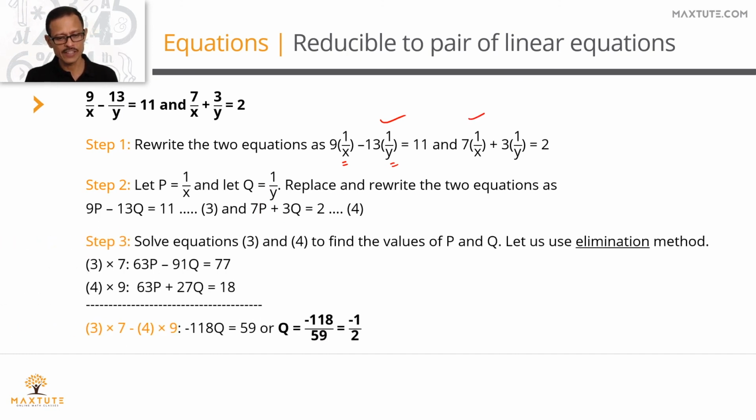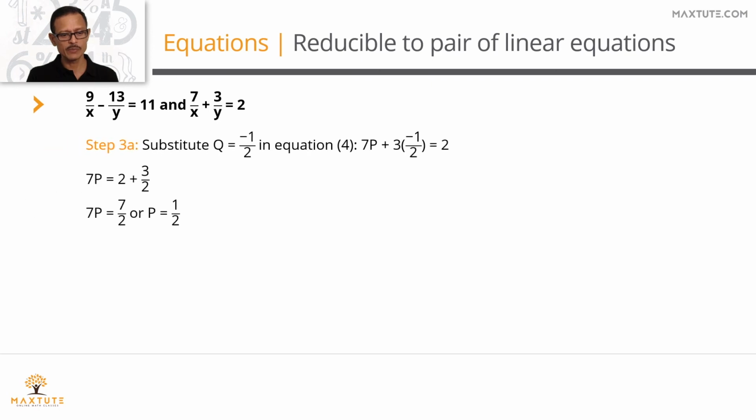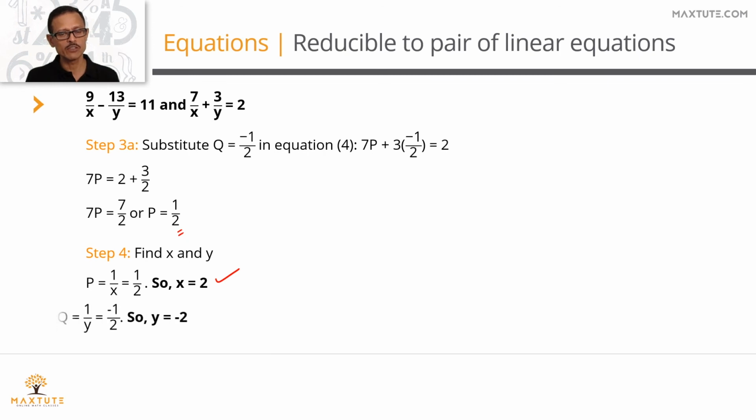Let's use the process of elimination to solve for this. Get the value of Q to be equal to minus 1 by 2. Substitute it in this equation to get the value of P to be equal to 1 by 2. Q is minus 1 by 2, P is 1 by 2, P is 1 by X is what we said. So 1 by X equals 1 by 2, so X is equal to 2. Q is 1 by Y, which is equal to minus 1 by 2, so Y is equal to minus 2.